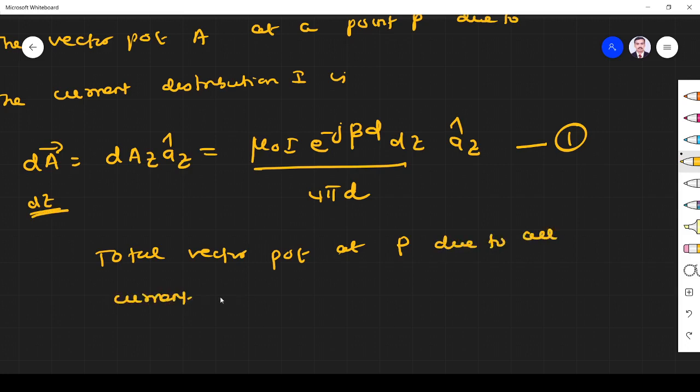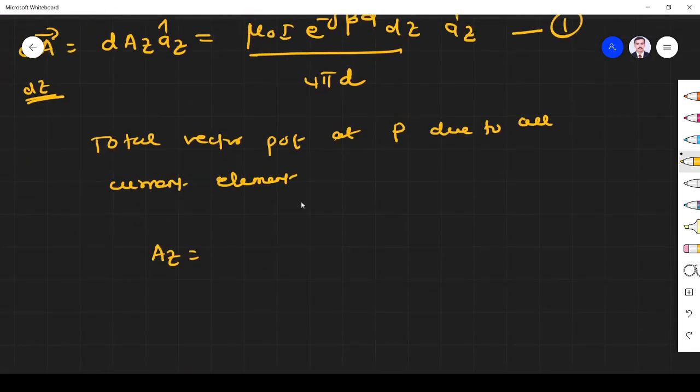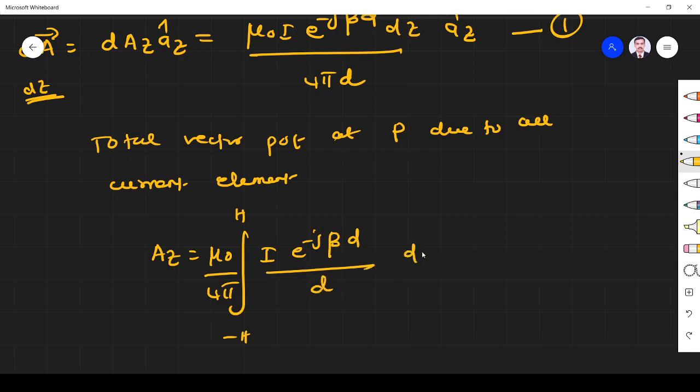So the total vector potential at point P is due to all current elements. This is what I told, no? First we find the potential due to the small element, then we find the potential due to the total element. So I want the total element, so I have to integrate from minus h to plus h. Here you see mu naught I by 4 pi, mu naught is constant, 4 pi is constant, so I take it outside: mu naught by 4 pi I e power minus j beta d divided by d dz.